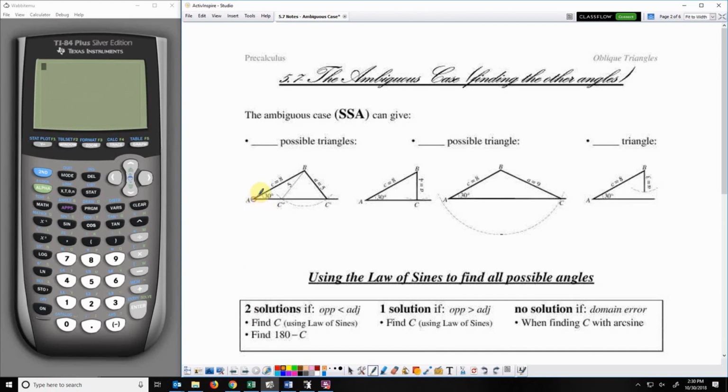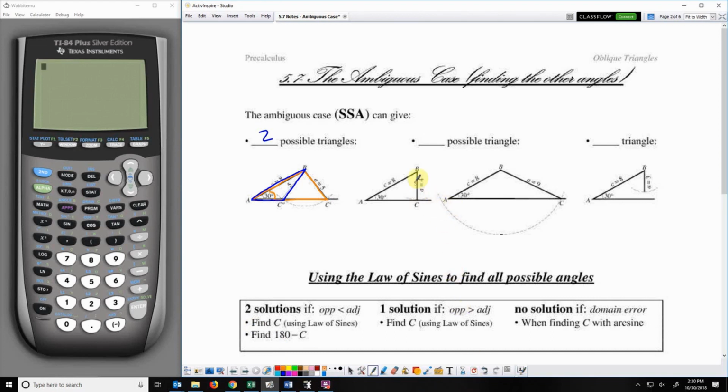So here's a case where you've got an 8 and a 5 and a non-included angle that's 30. And that makes a triangle. But I could take that 5 and swing it around a little bit and put it here. And with the same information, 8, 5, and a non-included angle of 30, I've got a completely different triangle. There's two possible triangles there.